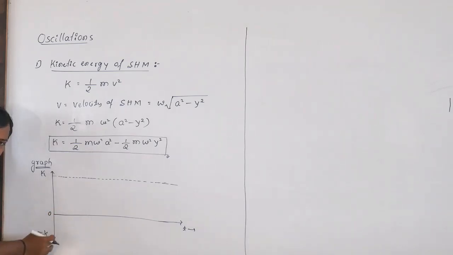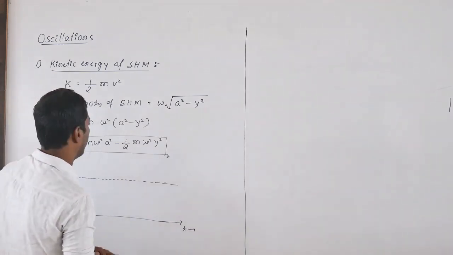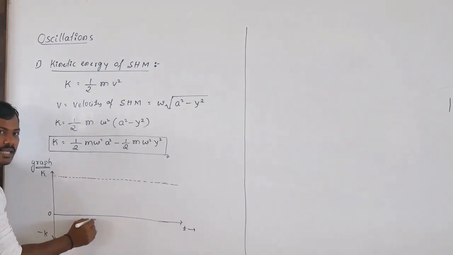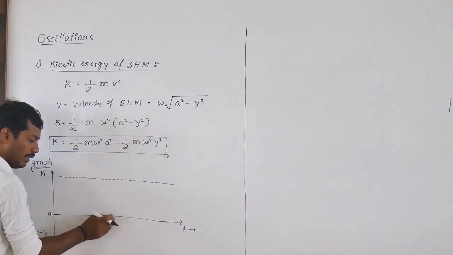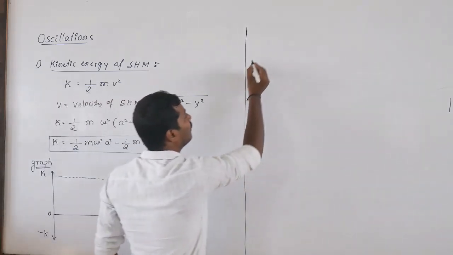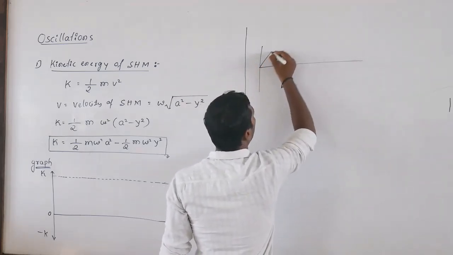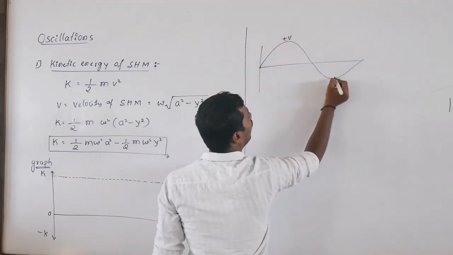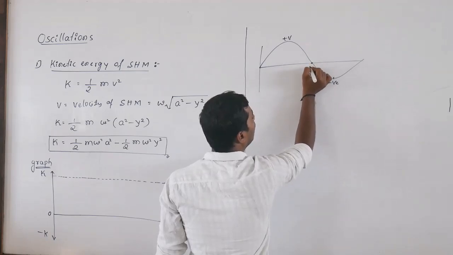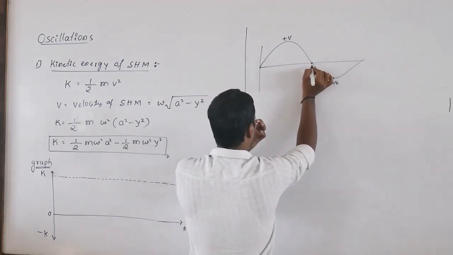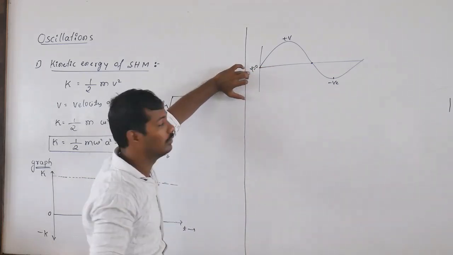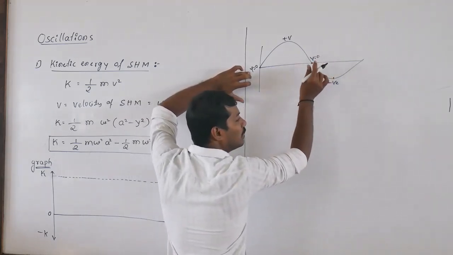If the kinetic energy became minus, then this would be negative, but otherwise it is not. This is called the mean position. After pi by 2, it is the extreme position. Then it reaches its position again. We already know the displacement graph is like this: mean position, positive extreme position, negative extreme position, and this is also considered a mean position. Here y is equal to 0. Displacement is 0 at the mean position.